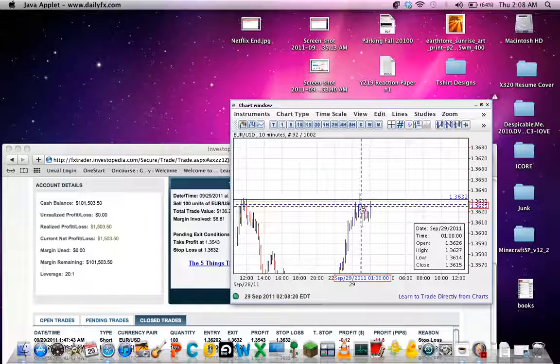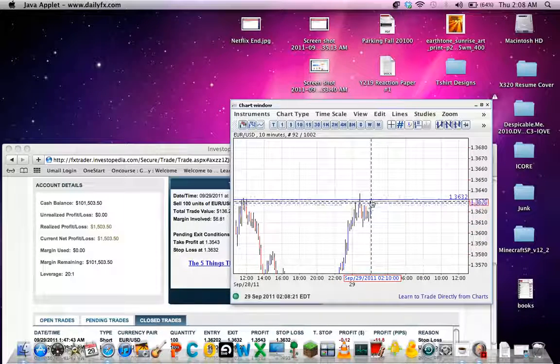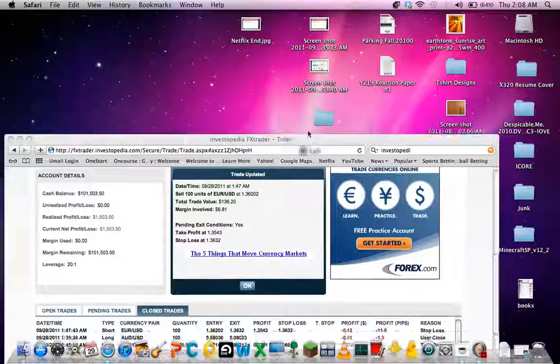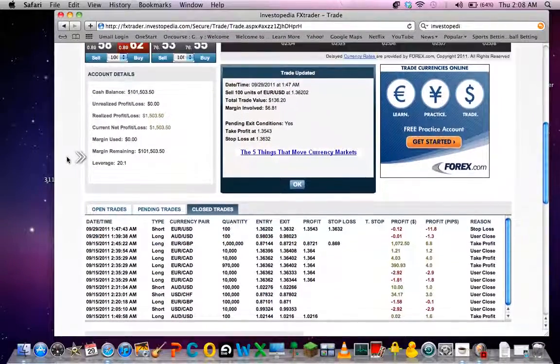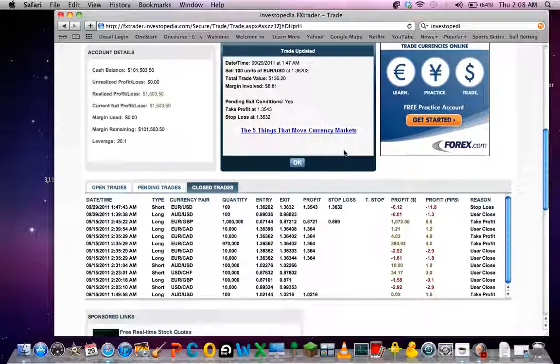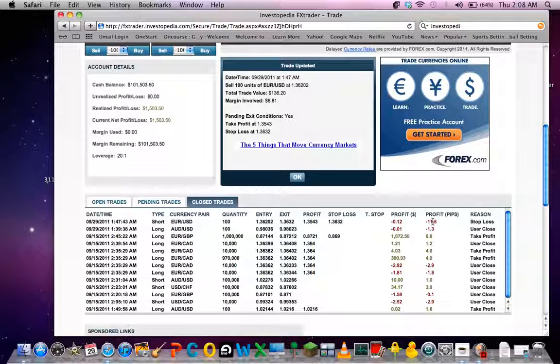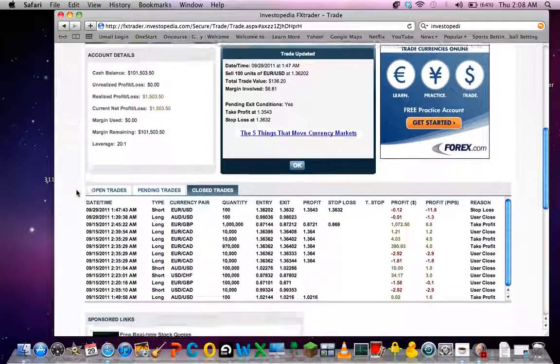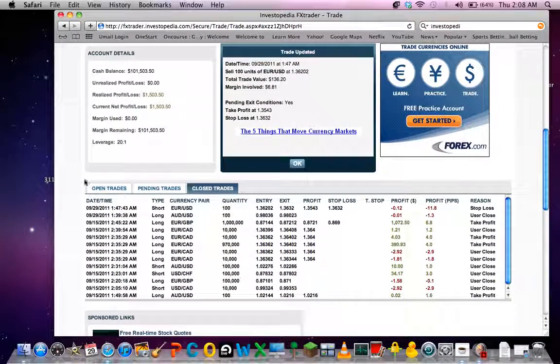I bought it about here, and obviously this one barely hit right here. It hit our stop loss. So it bought back our currency before we could lose any more amount of money. So it looks like we lost about 11 pips on that trade. Or 12 cents because we were only trading $100 or 100 units of this currency.